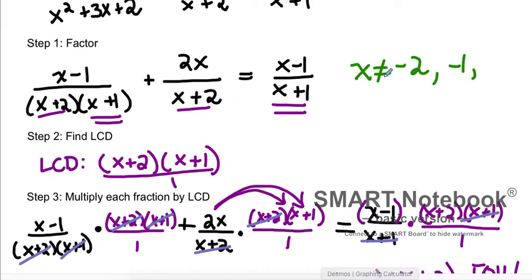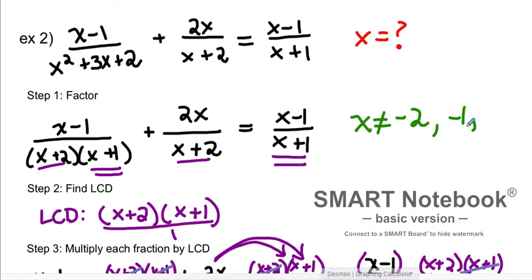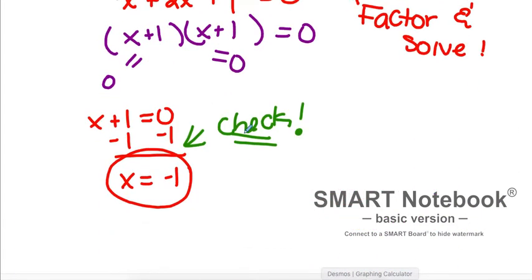That's it, right? So it turns out that our answer is one of our restrictions. Because if x was negative 1, one of our denominators is going to be 0, which is going to give us an undefined fraction. So I'm going to write that down for you.